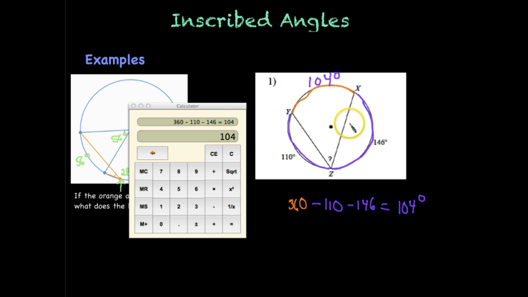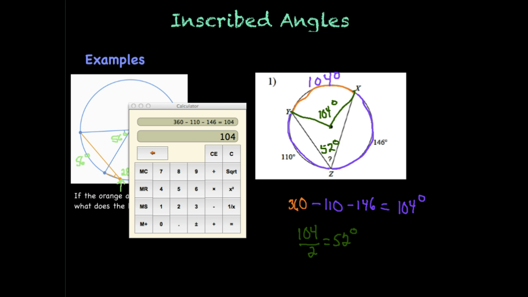Well, if we know the arc measure, we can figure out the measure of the inscribed angle. Remember that this arc measure is going to be the same as the central angle. If I were to draw in the central angle, that central angle would also be 104 degrees. But the relationship between the arc measure or central angle and the inscribed angle is that the inscribed angle is half. So to find this, we would take 104 divided by 2, and we would find out that this angle measure here is 52 degrees.